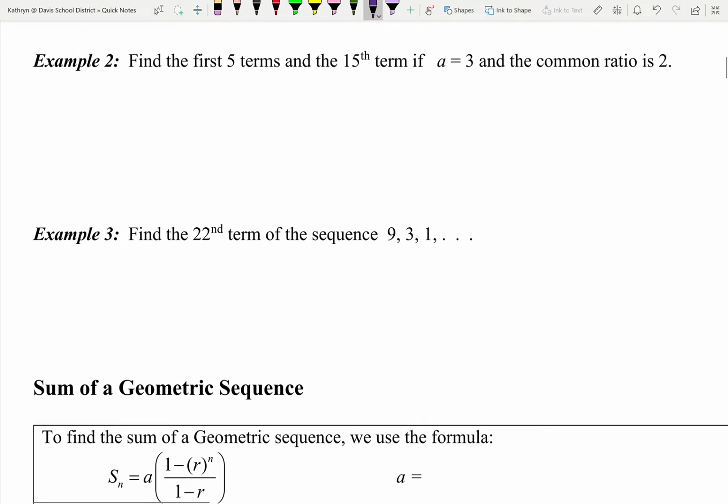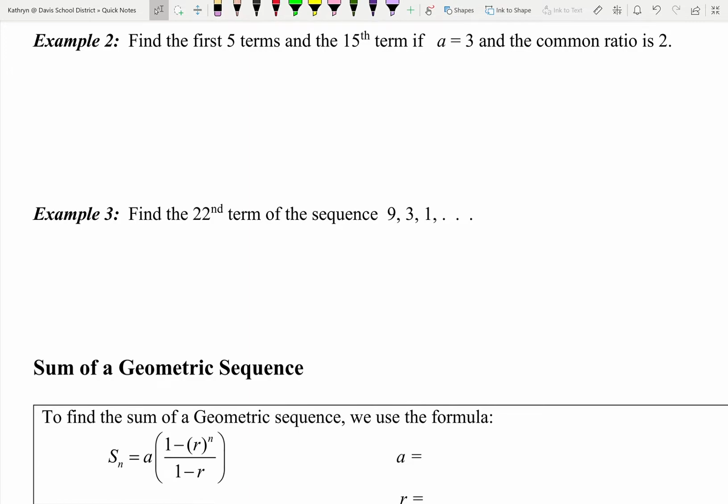Okay, example 2. Find the first 5 terms and the 15th term if a is 3 and the common ratio is 2. Now, I was just going to say they really should tell us that this is geometric, but they really do tell us that it's geometric. How do you know that? They say ratio. If it was arithmetic, it would say common difference.